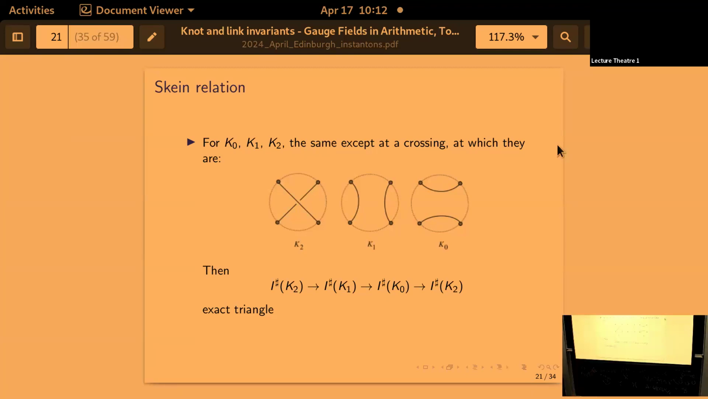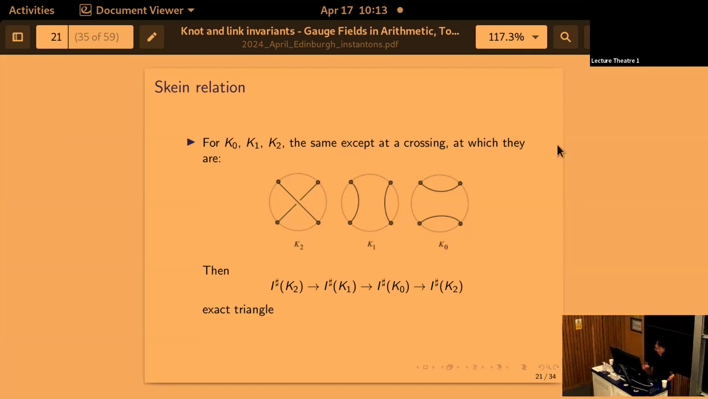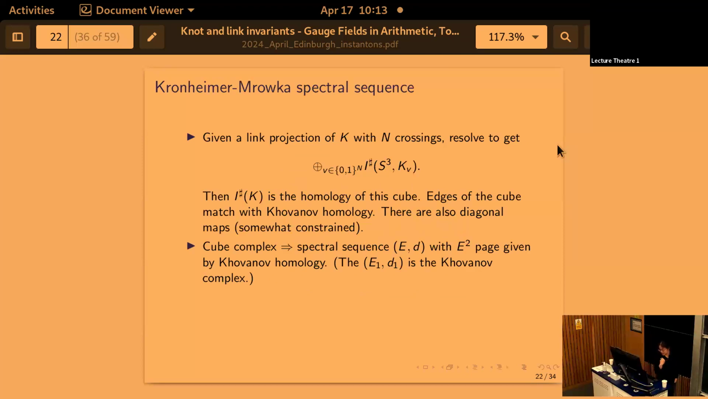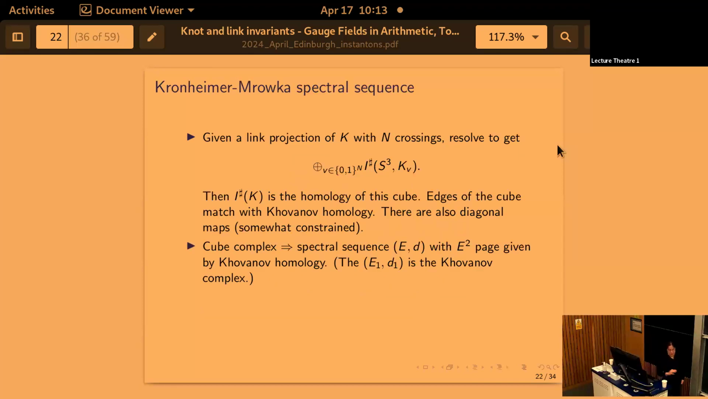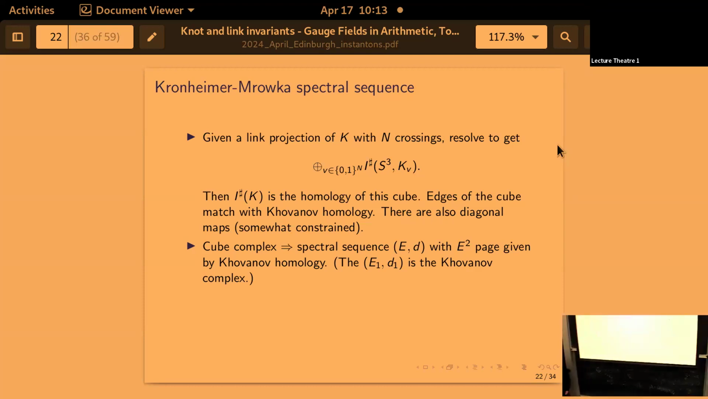So if you have these three links that differ only in a four ball, and in the four ball, each of them is one of these pairs of edges, then there's an exact triangle. There's an exact sequence linking these. What that means is that from this exact sequence and a few homological algebra facts, it's not very hard to show that there's a spectral sequence from the Khovanov homology to the instanton homology.